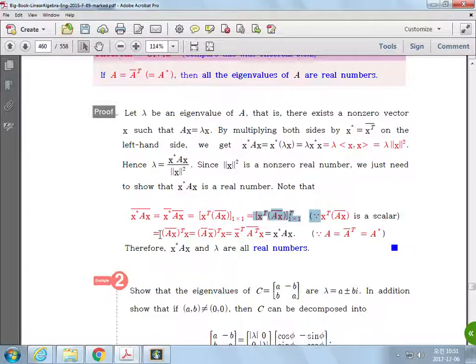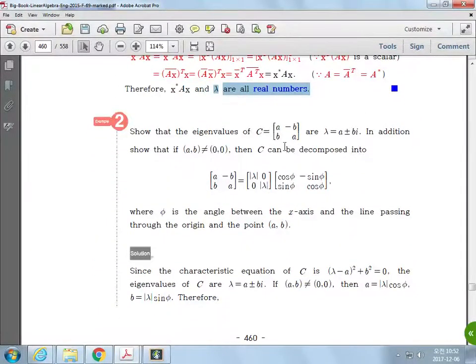Clear, isn't it? Because it's a scalar, this can be written as the transpose of A x conjugate times x, like this. This can be split like this, and this can be written this way. Here, x conjugate transpose is x star, and A conjugate transpose is A. So this is just the same as x star Ax, which is the same as its conjugate, which means this is a real number. This is because A is equal to A star. So this is a real number. So lambda is a real number, which means all eigenvalues of such a matrix are real numbers. That's very important. Real eigenvalues.